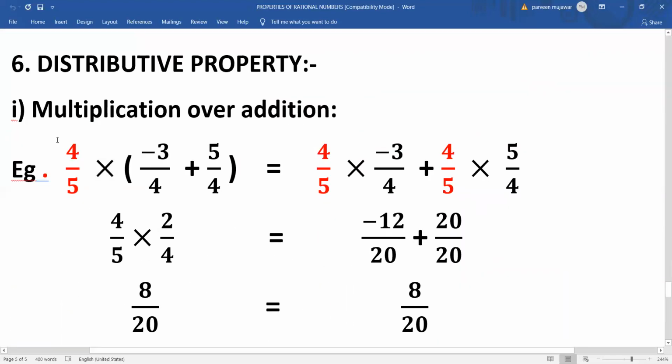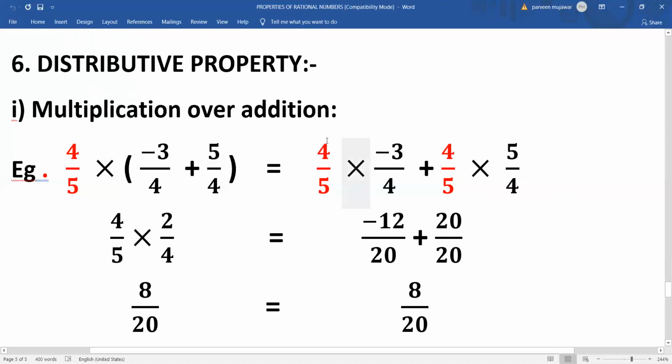Now distributive property. Multiplication over addition. So where is the multiplication sign? Here, outside the bracket. And where is the addition sign? Inside the bracket. So it's very important to see where the signs are. Now 4 upon 5 I have highlighted with red. Distributive means what? You have to distribute it. So 4 upon 5 will be multiplied with minus 3 upon 4, and 4 upon 5 will be multiplied with 5 upon 4 also.